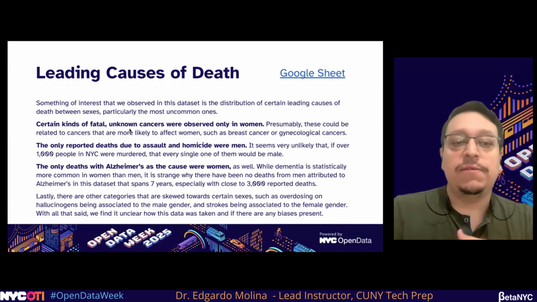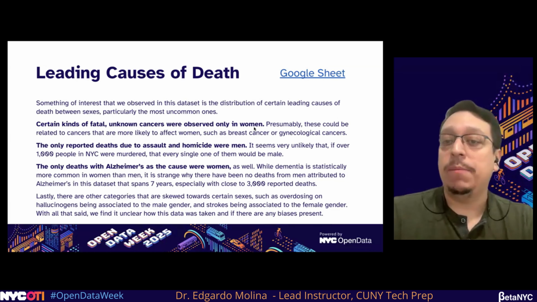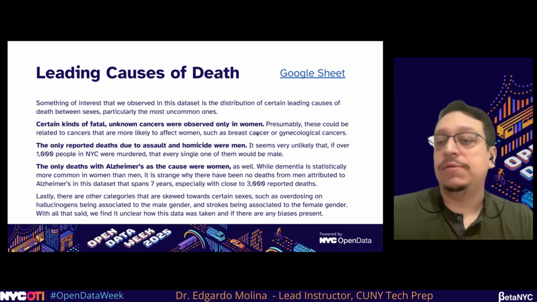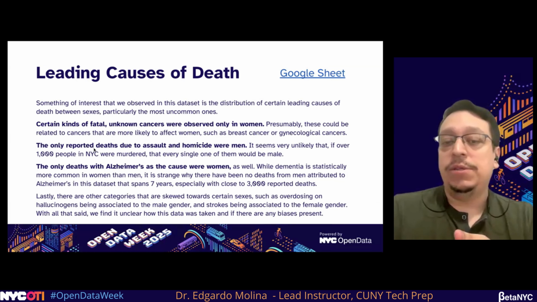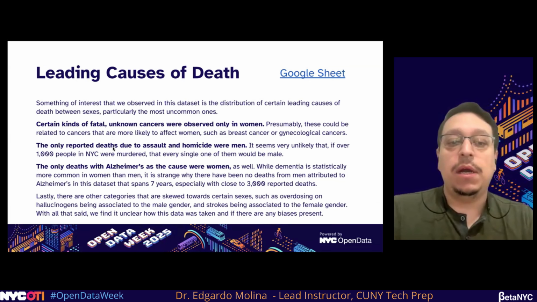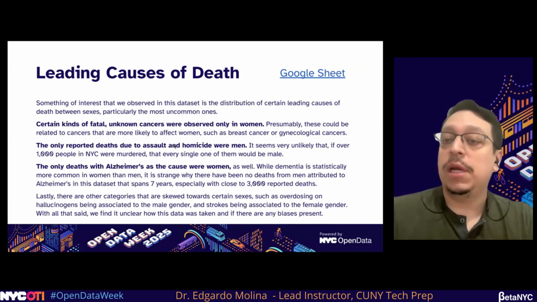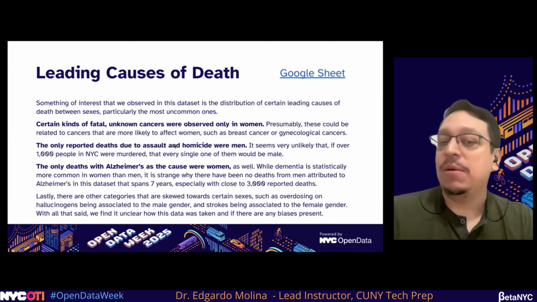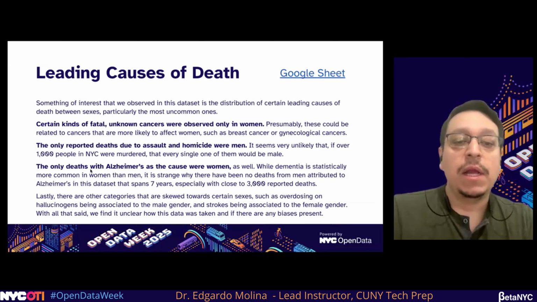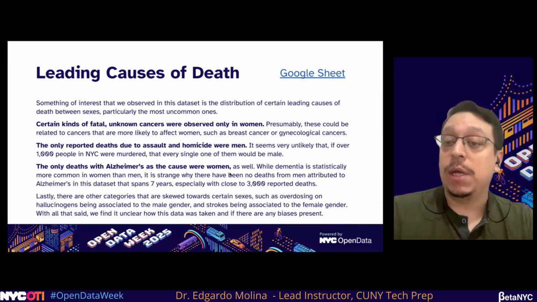But some of the things that they found were disparities in leading causes of death amongst the sexes. They found that certain kinds of fatal unknown cancers were observed only in women, where men would have 0 deaths from that particular type of cancer. Also, an interesting find was that the only reported deaths due to assault and homicide were for men. No women were being reported as dying from an assault or homicide, which seems very strange, but it was something that was in the data there. And then the only deaths with Alzheimer's was for women as well.